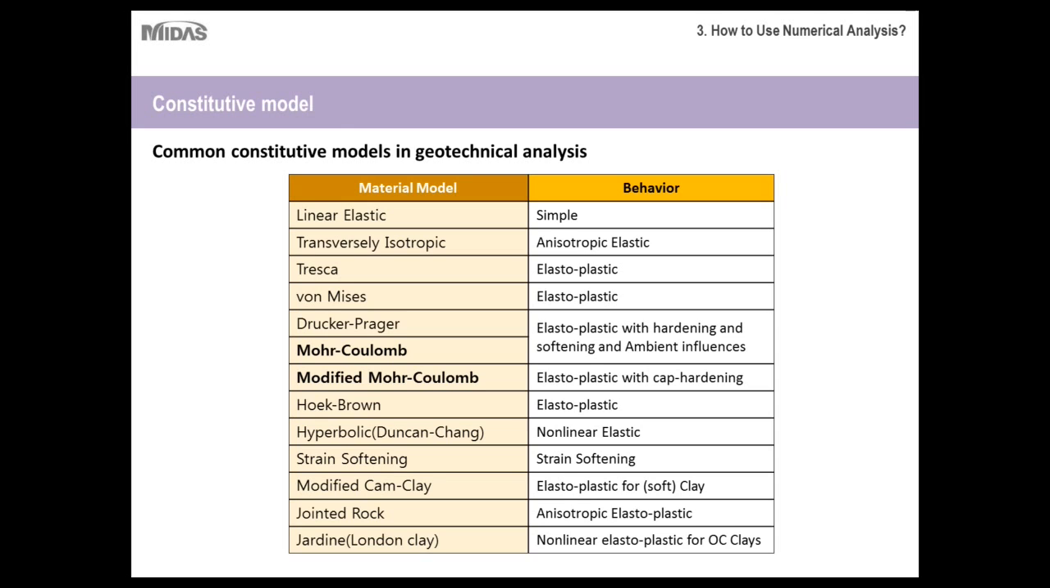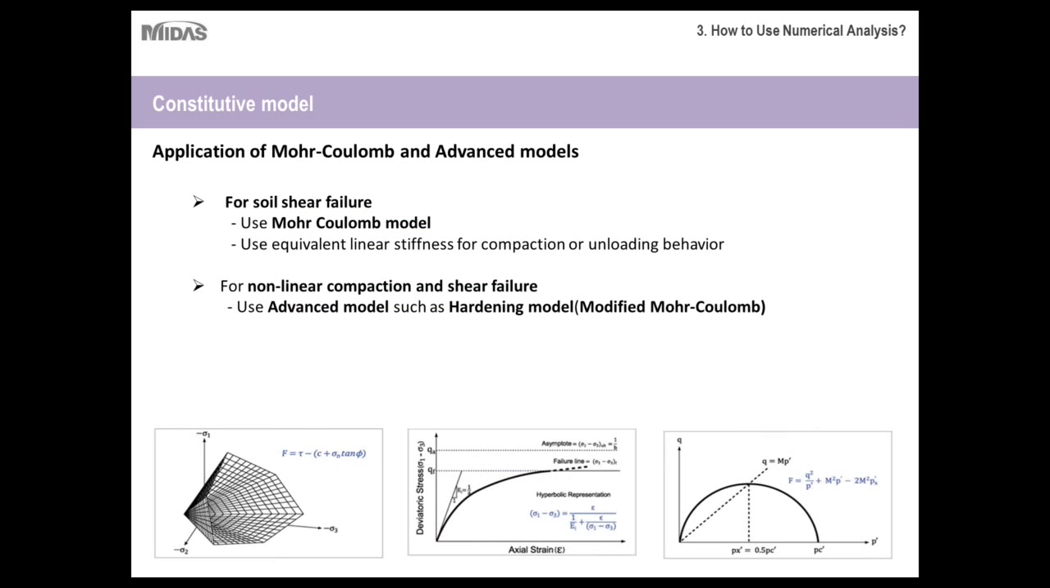And out of these two, Mohr-Coulomb is the more popular one, and we use Mohr-Coulomb more often than modified Mohr-Coulomb or an advanced constitutive material model. So I'll go into the definition of these models, what the parameters are and why they are used. For the application of Mohr-Coulomb and advanced models, I will refer to modified Mohr-Coulomb as advanced models or hardening model so that there is less confusion.